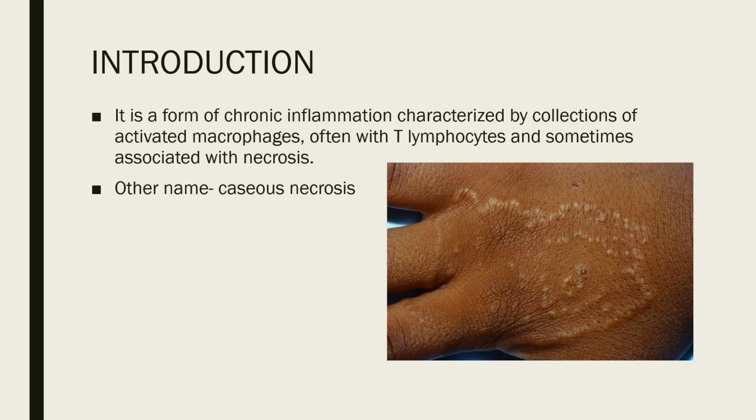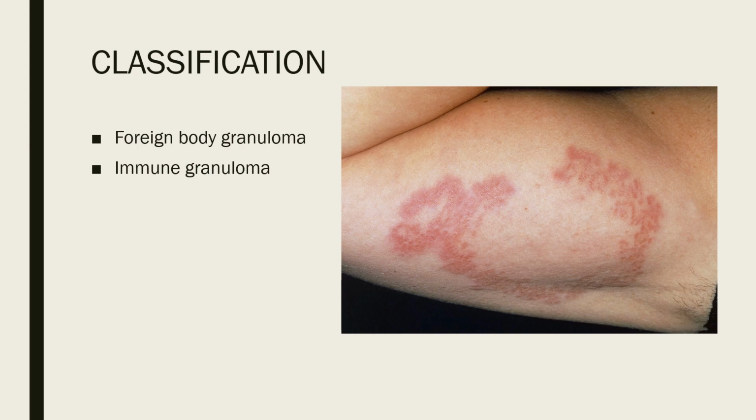So what is actually granulomatous inflammation? It is a form of chronic inflammation that is characterized by the collection of activated macrophages, often T lymphocytes, and sometimes is associated with necrosis. It's also known as caseous necrosis. The reason will be told as we go further into the topic. So there are basically two types of granuloma. One is foreign body granuloma and the second is the immune granuloma.